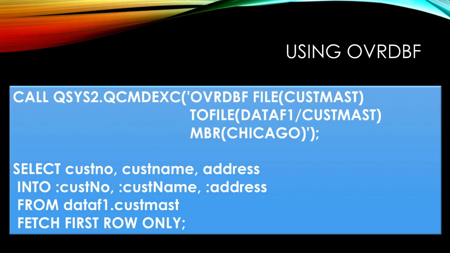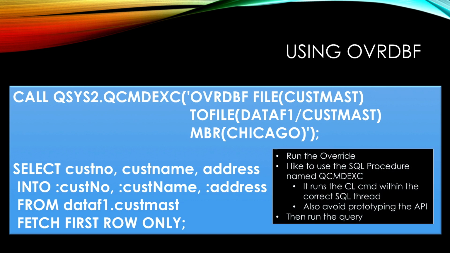To use the override database file command with SQL statements, you first need to run the override database file command. Obviously, normally we would do this in CL or using the QCmdExec API and pass to it the override database file command. I prefer to use the SQL procedure named QCmdExec, which IBM provides, and you pass to it the command string you'd like to run, and it runs that command string in the SQL environment. So if you're running in server mode, it runs it in the server mode environment. And therefore, when you go to run your select statement or insert or update or delete, it will actually have processed that command properly for you.